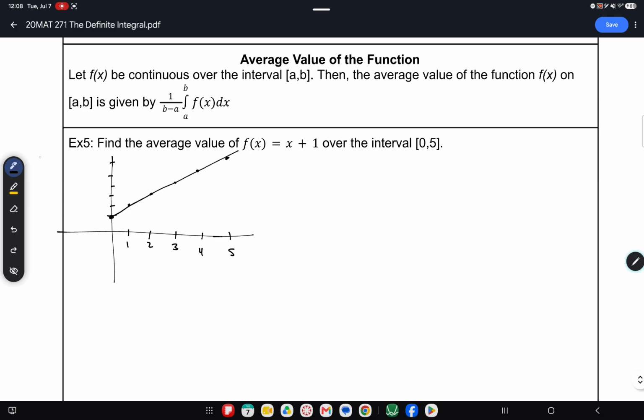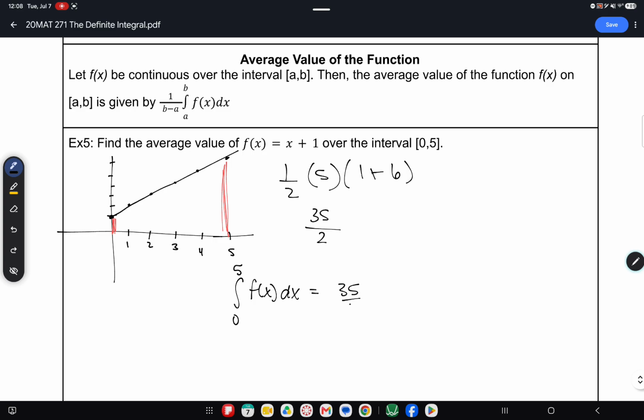And then what we have here, shape-wise, is a trapezoid. So 1/2 the height, which is 5, times the sum of the bases, which is 1 and 6. So 7 times 5 is 35, and then multiplying it by half, so 35 halves. So that's that area. The area from 0 to 5 for this function is 35 over 2.